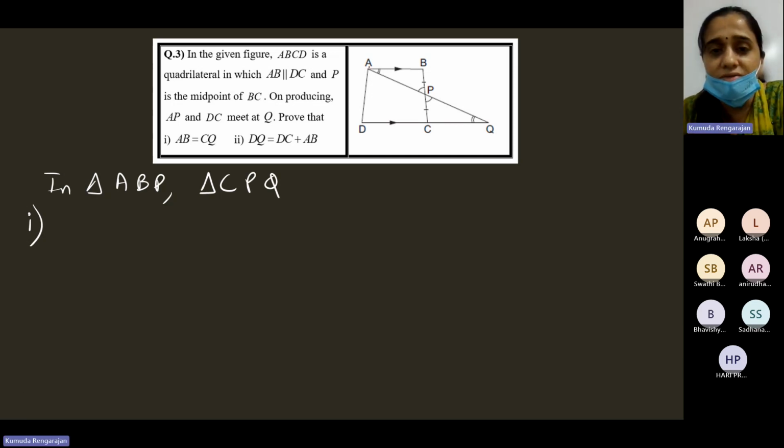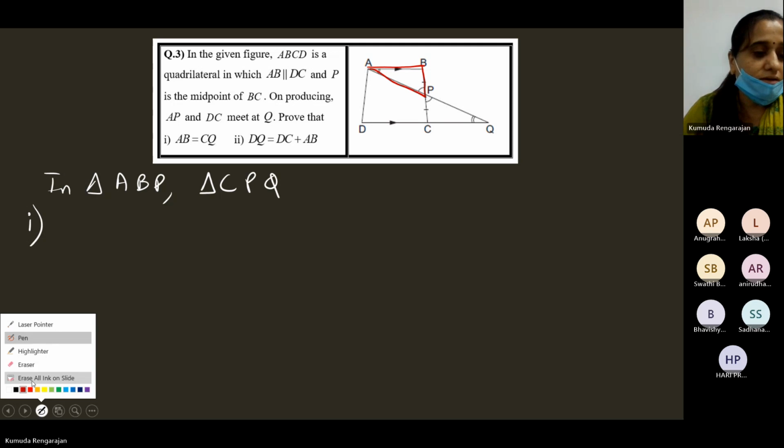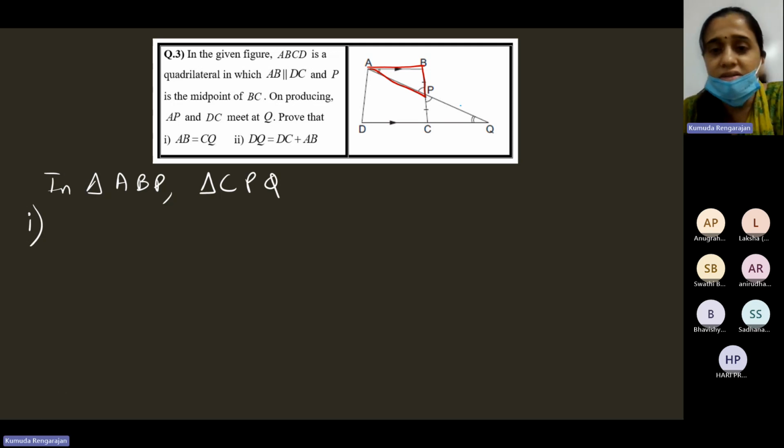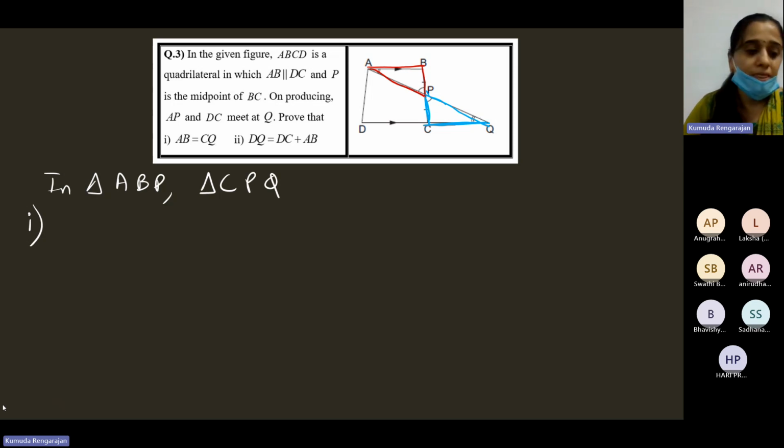So see, these are the sides of one triangle, and these are the sides of the other triangle. So we know that BP is equal to PC. Why? Because P is the midpoint of BC. So BP is equal to PC.